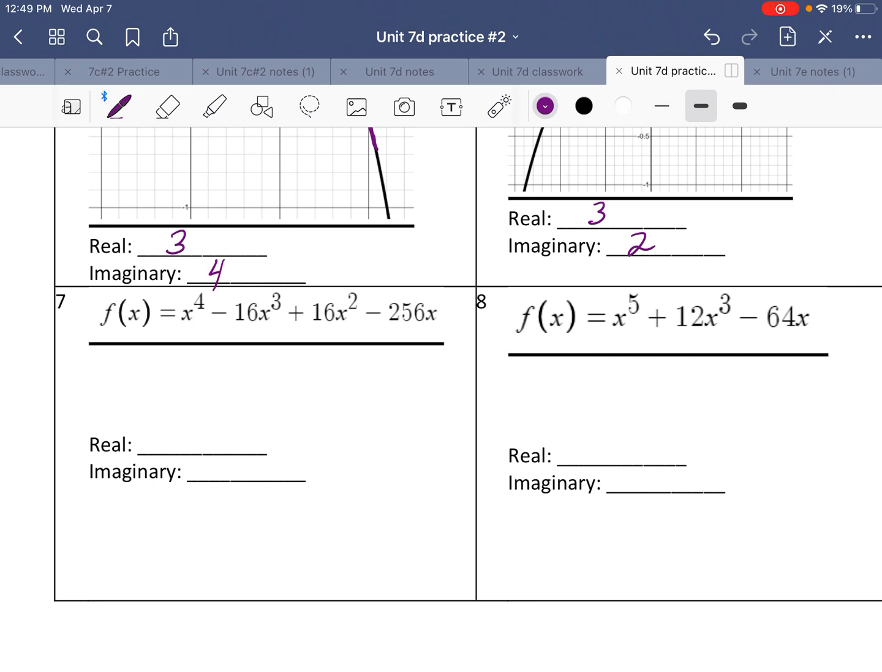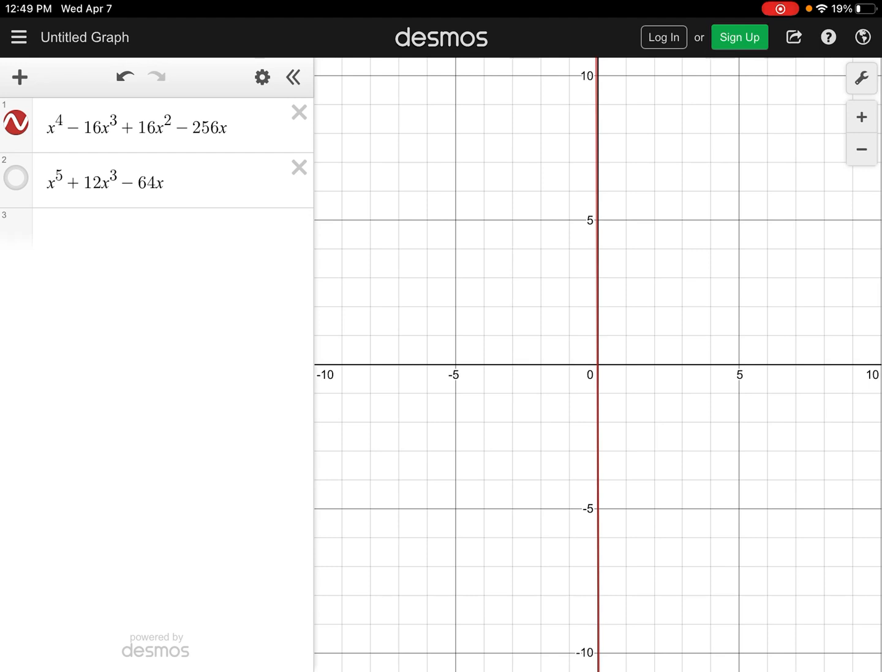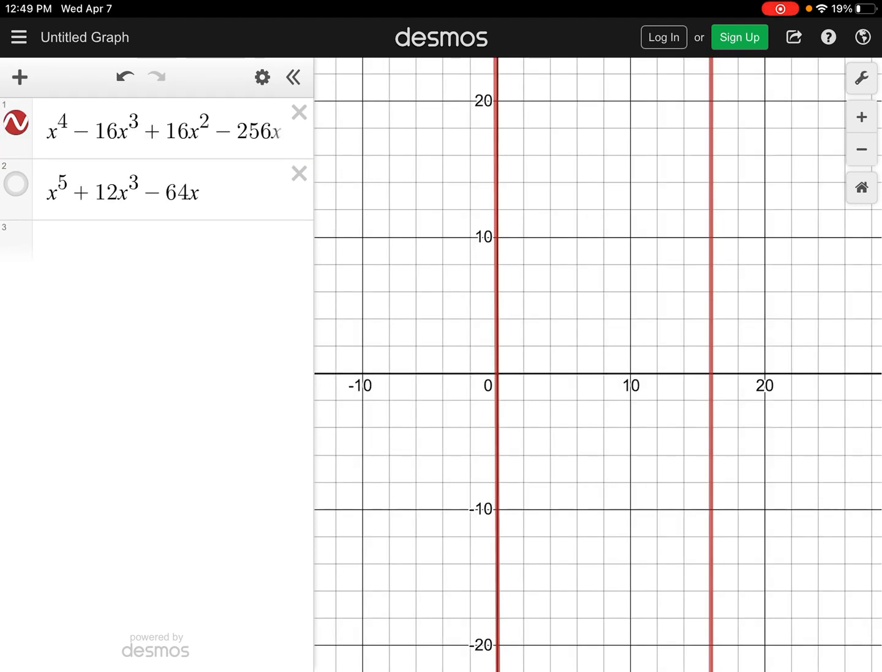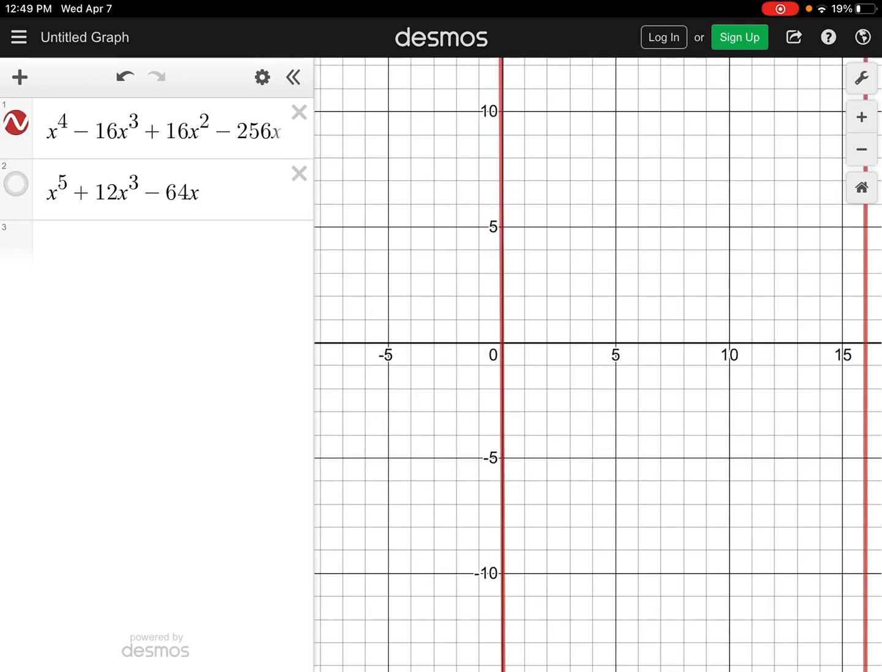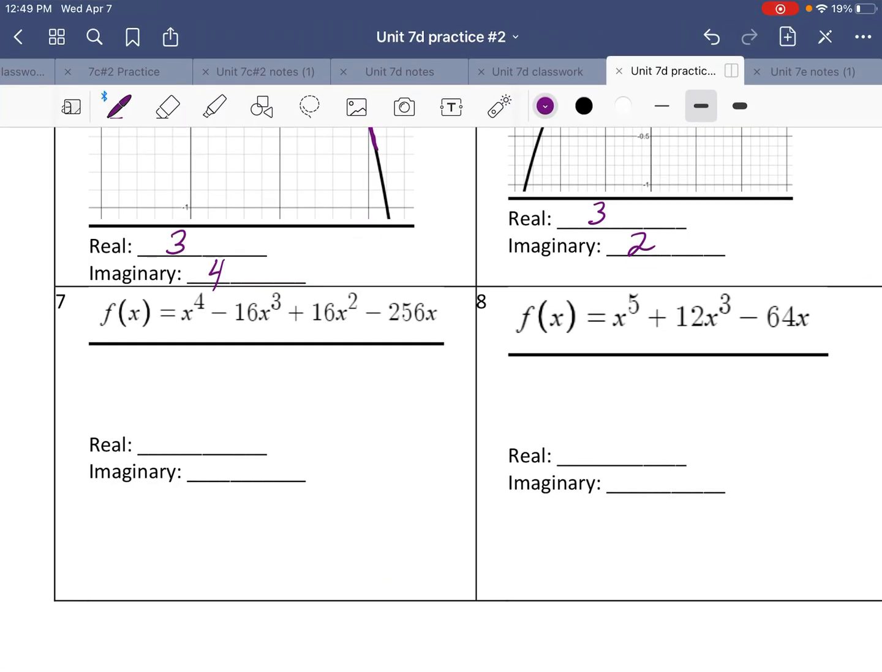All right, number 7. We got to go to Desmos, graph it on Desmos. So when you initially graph it on Desmos, it just looks like it's only 1 solution. But be careful. Zoom it out. And we have 2. There are 2 real solutions. They both go through in a pretty straight line. So 2 real. There are 4 total solutions. That's the biggest exponent. This polynomial is in standard form. 4 total, 2 real. That means there has to be 2 imaginary. And the imaginary, it's an even number, so that's good.